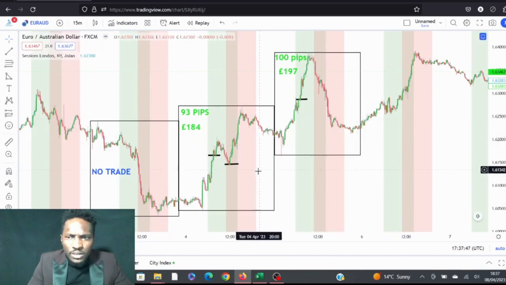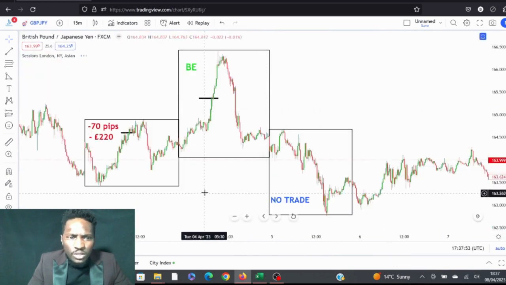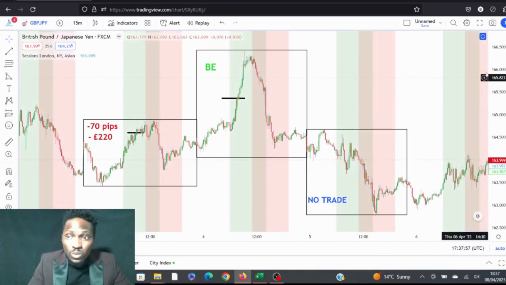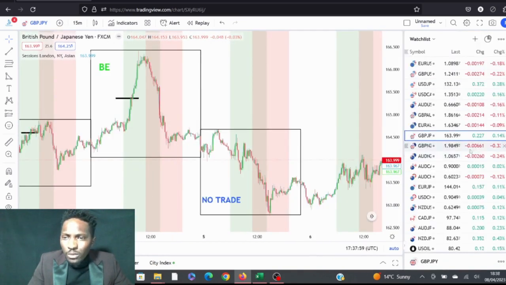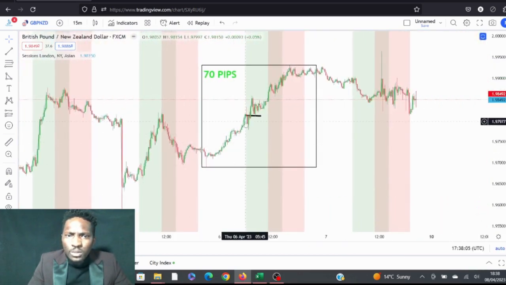As you can see, these are the results of the trade. And also we took a trade on the pound yen. That's where we took our first trade, and that ended up being a losing trade. That was the only loss that we had this week. And we also took another trade on the pound against the New Zealand dollar on Thursday. That was the last trade that we took this week.